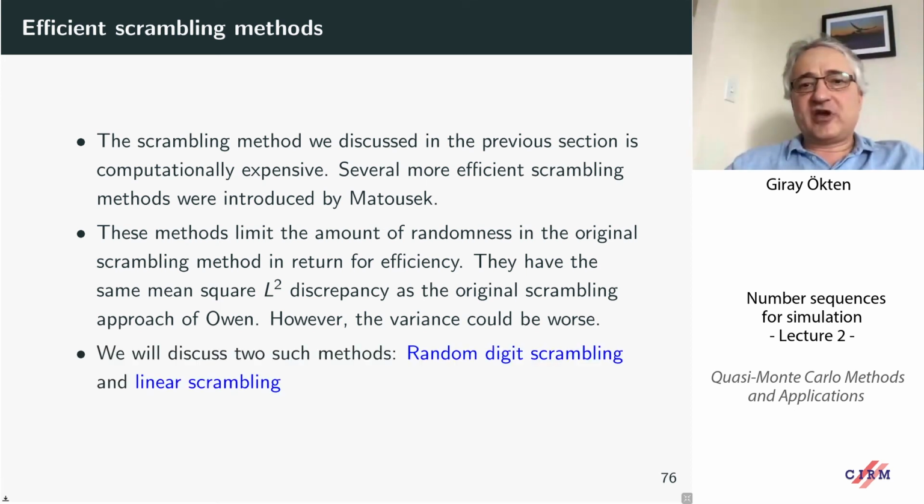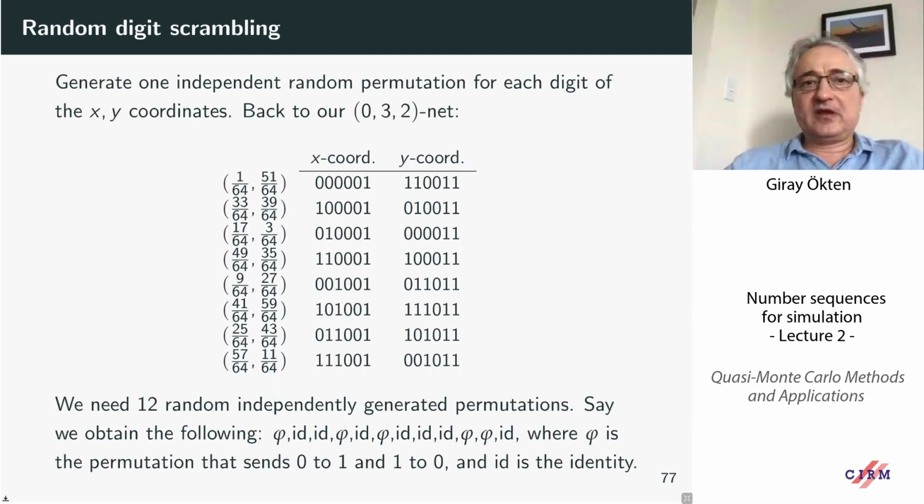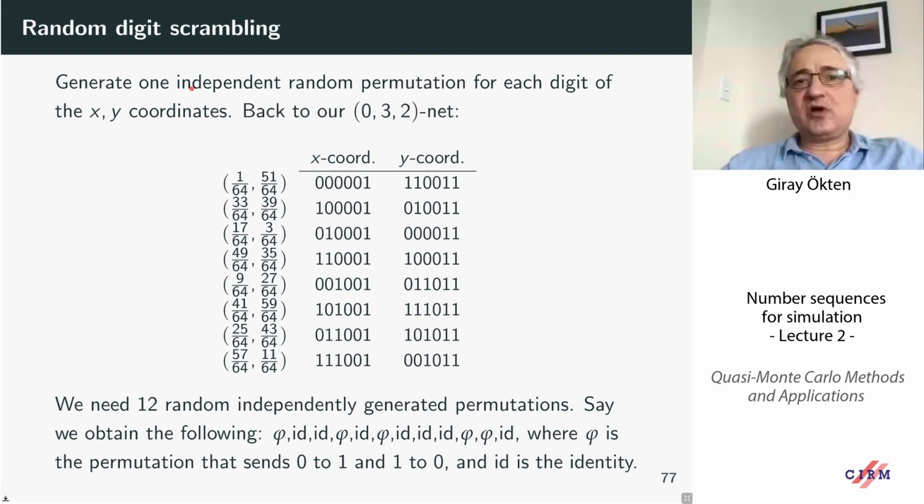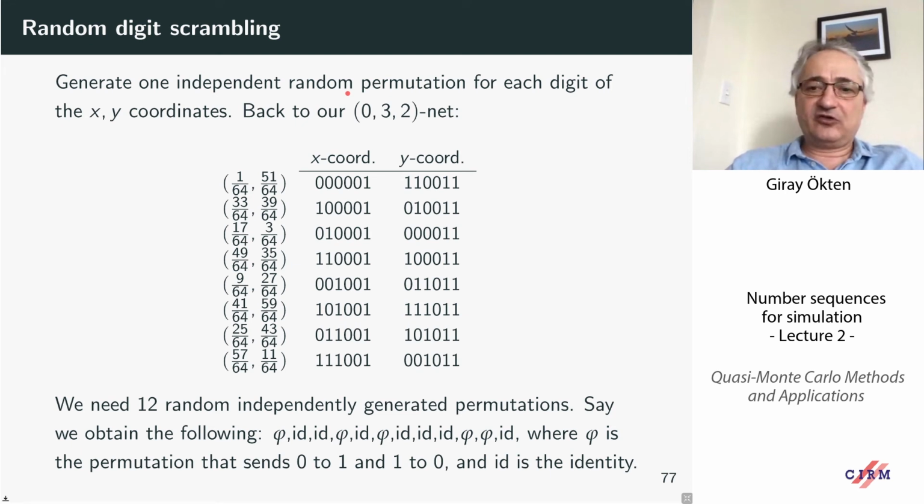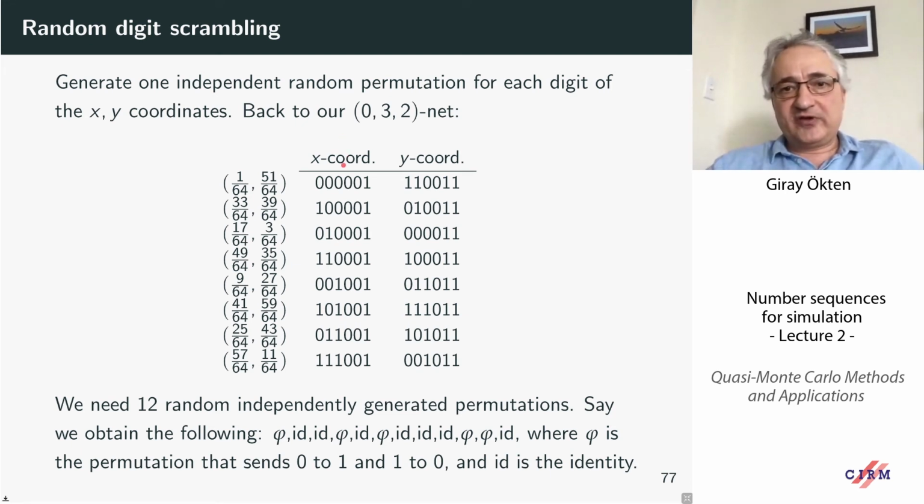And I want to describe two of those, digit scrambling and linear scrambling. Random digit scrambling: you generate one independent random permutation for each digit of the x and y coordinates. So what does that mean? Going back to our (0,3,2) net, if you look at this table, you see that each x coordinate has how many digits? 6 digits. And the y coordinates have 6 digits too. So 12 digits in total.